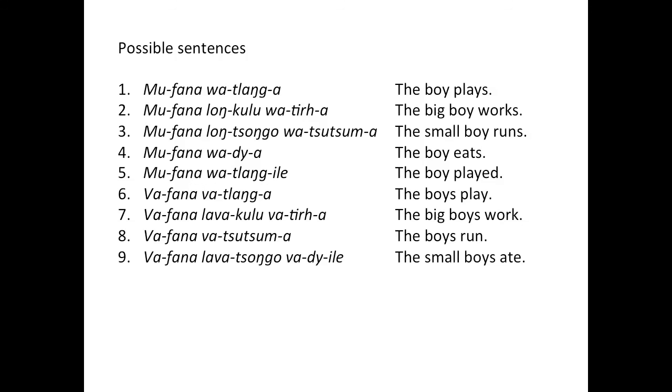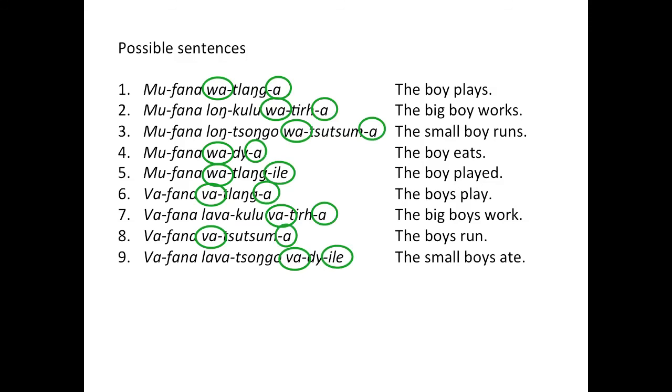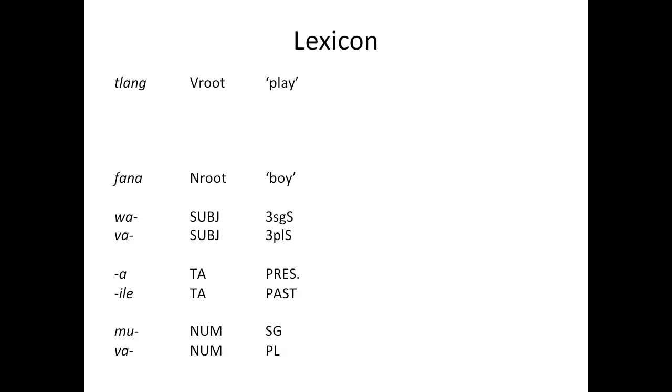Now, knowing that verbs will have wa or va as a prefix depending on the subject, and a or ile as a suffix depending on the tense, we can use that knowledge to work out what the rest of the verb roots are. In other words, any form that has wa or va on it, and a or ile as a suffix, will be a verb. So we can use the translations to find out what the verbs are and put them in the lexicon. We now have all the verb roots in the lexicon.